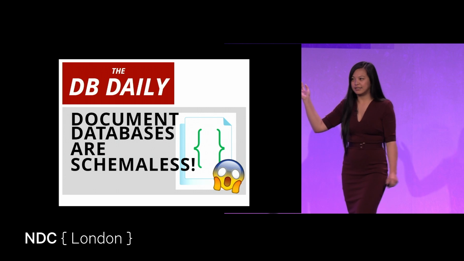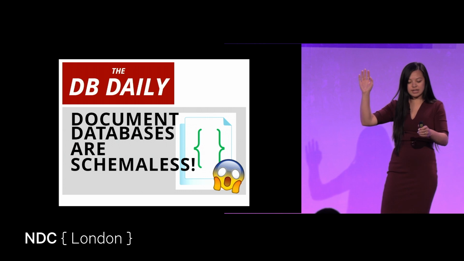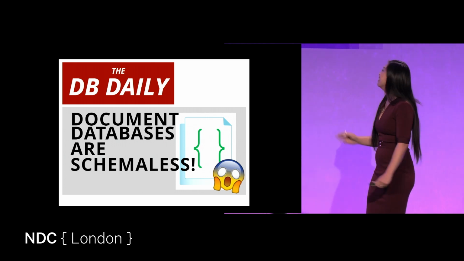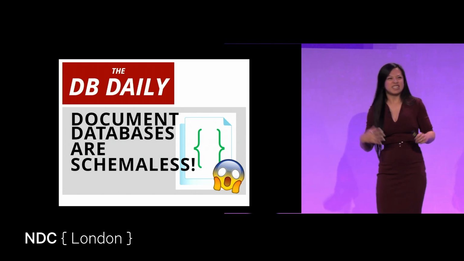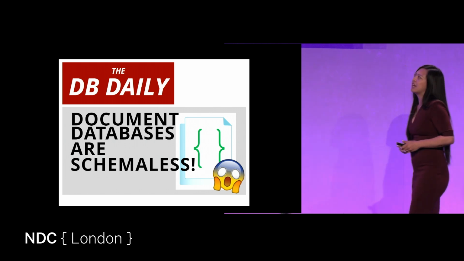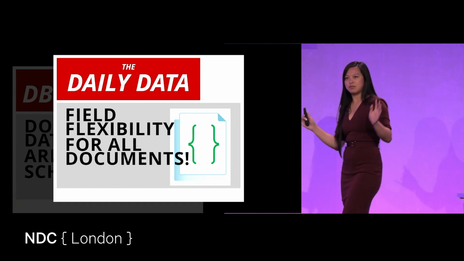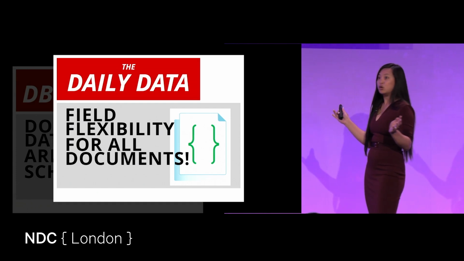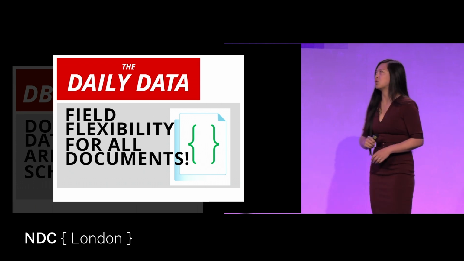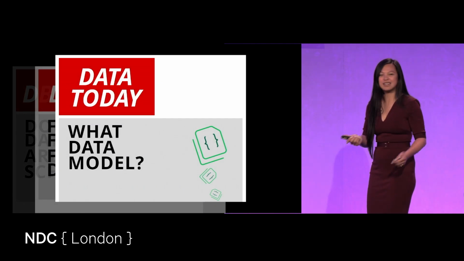Who here has heard that document databases are schemaless? Raise your hand. Who here thinks that's a very scary thing? Raise your hand. Valid. With statements like this, or really tabloid headlines like this about document databases, we find that a lot of it is characterized in this way. So much so that all we talk about is this schemaless thing that we can just do whatever we want with. There's field flexibility for all the documents that we are storing. And what data model, right? It's flexible, it's schemaless, you don't need it.